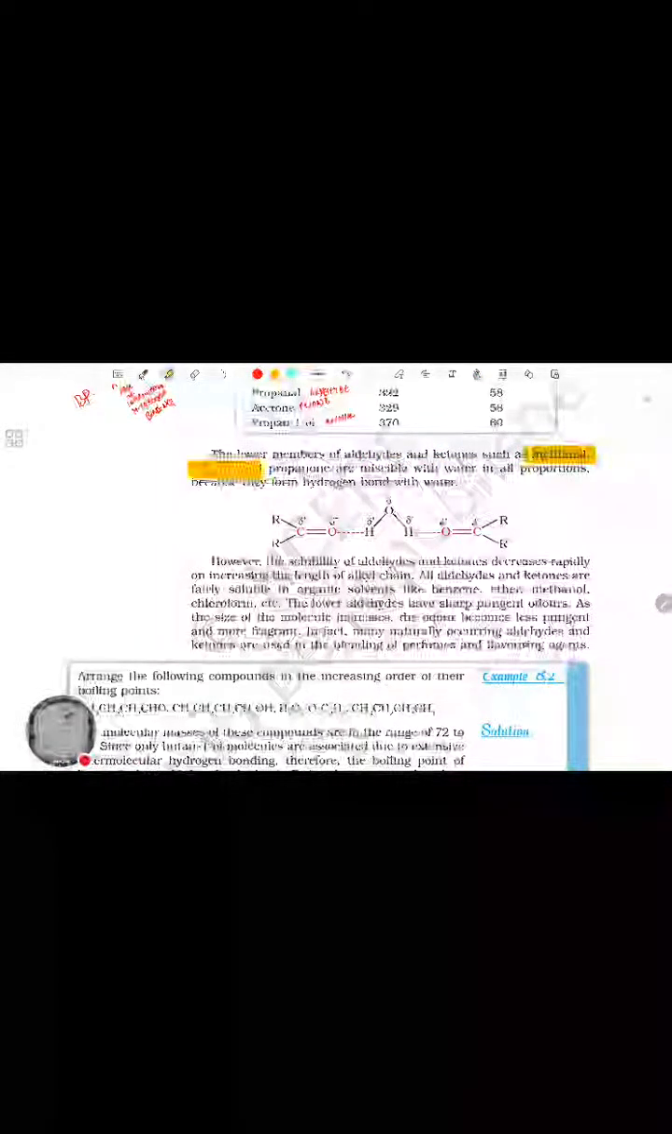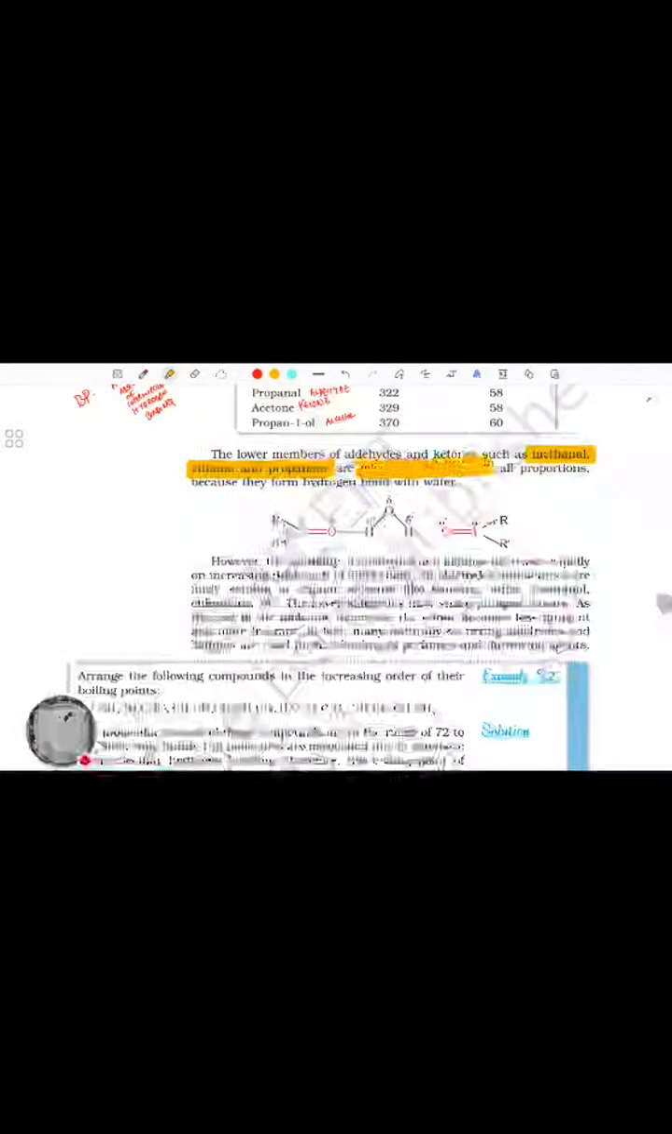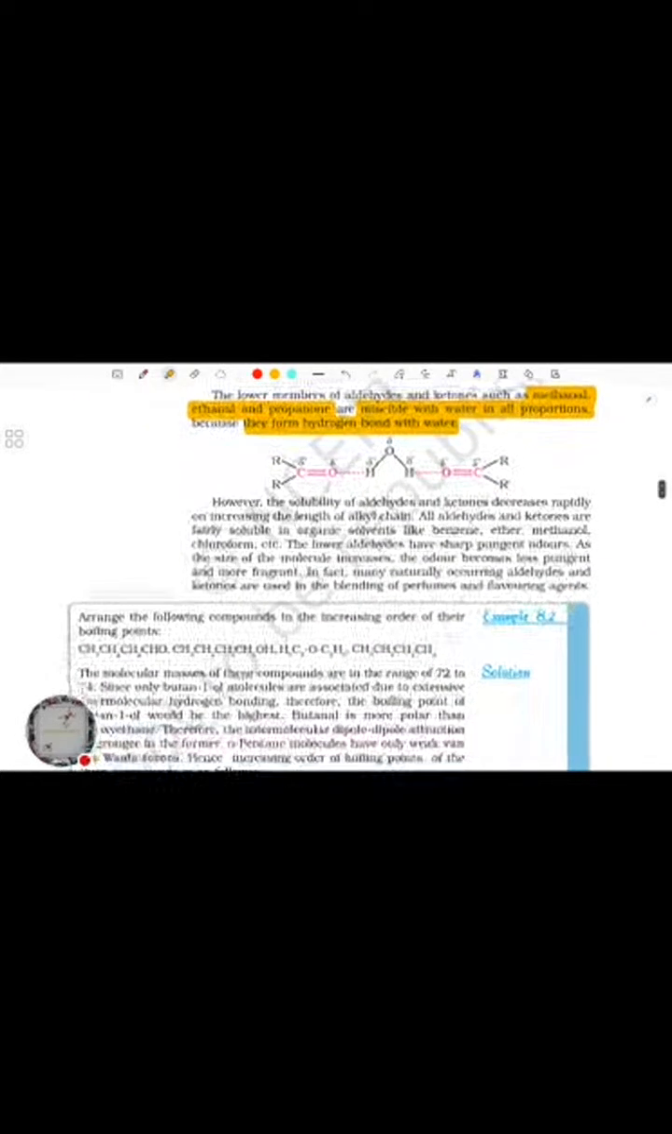So what they are saying here is, an aldehyde or a ketone like methanol. Let's just write it directly. Methanol, ethanol and propanone are miscible with water in all proportions because they form hydrogen bond with water, they say. Fine. So all of these form hydrogen bonding with water, they say.